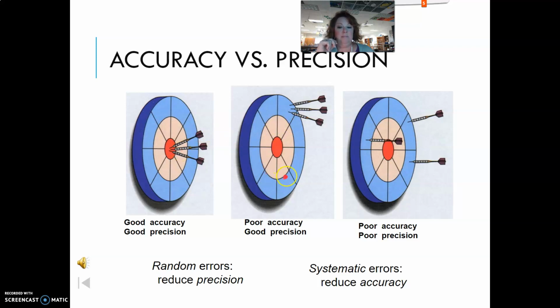The middle one, this is probably closer to what I do. People have to wear goggles around me.